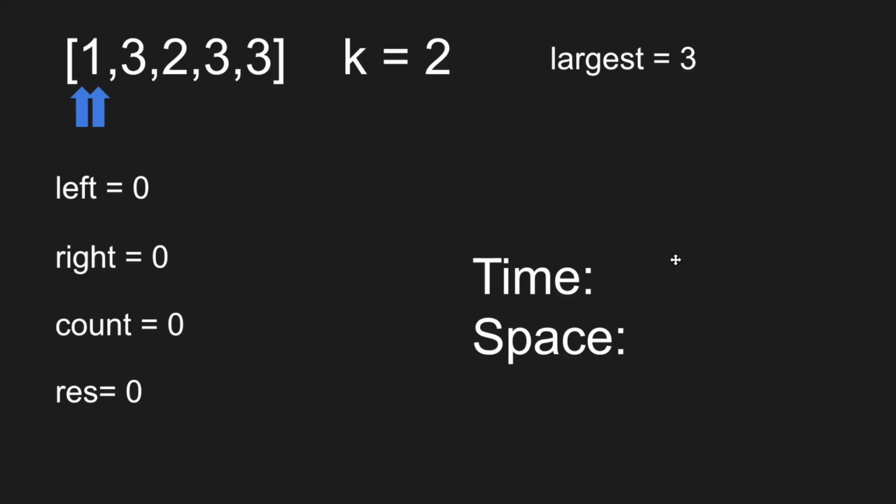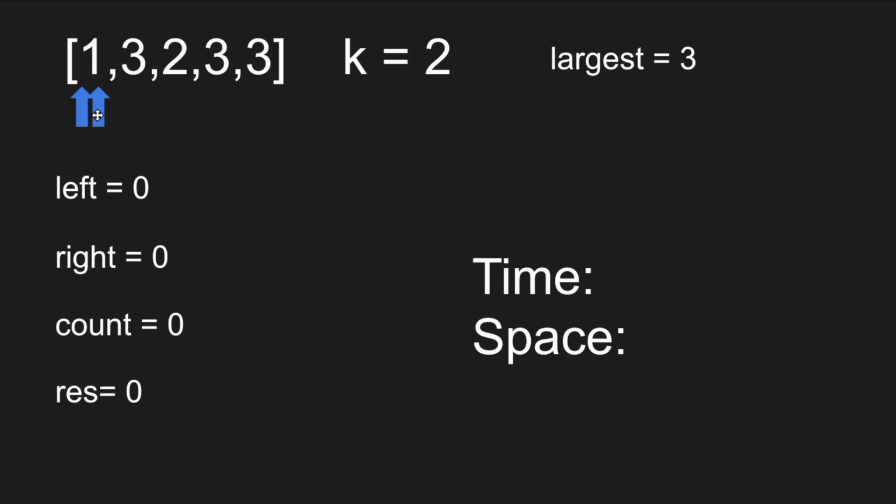So now that we have seen some examples, let's get to how we can solve this problem. One way that we can solve this problem is we can use sliding window. So largest will stand for the largest element in the array, left will stand for the left pointer, right will stand for the right pointer, count will be the number of largest elements that we have within the window, and the result variable will be the variable we use to keep track of the number of subarrays where the max element appears at least k times.